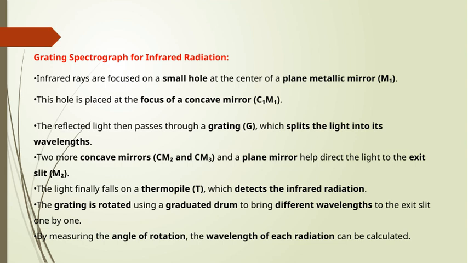The key here is that the grating isn't fixed, it's rotated using a graduated drum. This rotation allows us to bring different wavelengths to the exit slit one at a time. By measuring the angle of this rotation, we can accurately determine the wavelength of each radiation. This process enables us to analyze the infrared spectrum in detail, which ties back to our overall theme of understanding infrared properties through spectroscopic techniques.